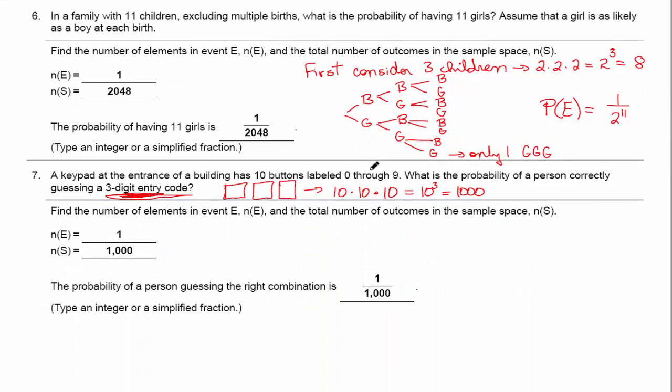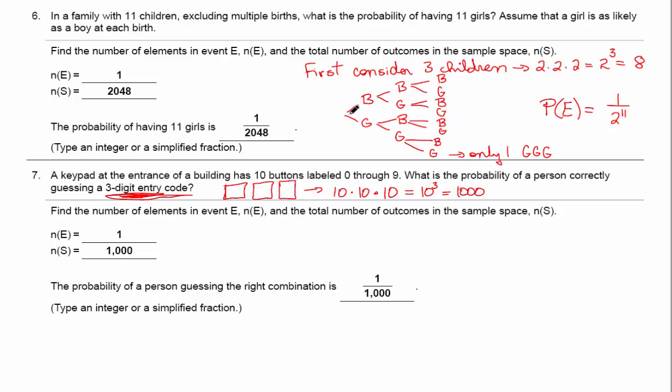In question 6, we have a family with 11 children. So what's the probability of having all 11 girls? All right, well, let's see. First off, let's see if we can solve a simpler question that we can draw. What if I had 3 children? Then on the first child, I could have boy or girl. So this represents the first child. This next level represents the second child, and the last level is the third child.